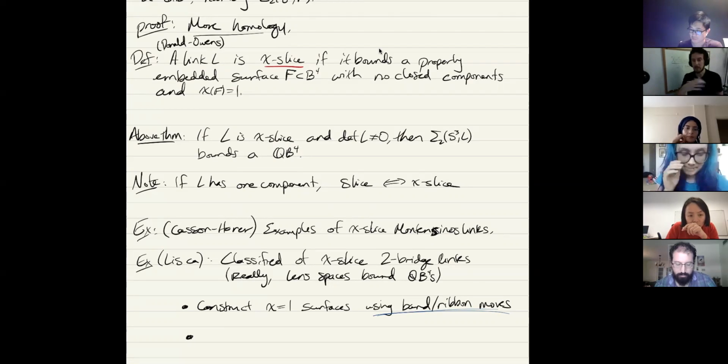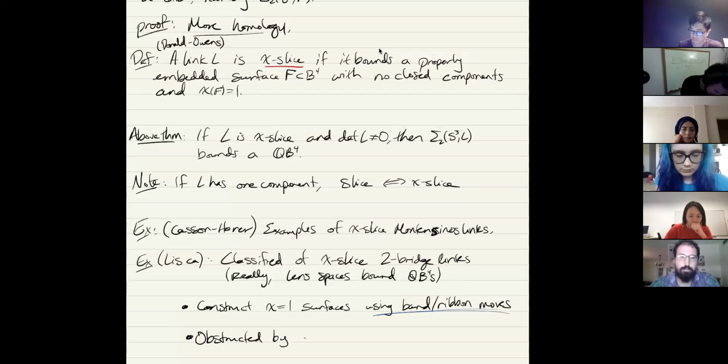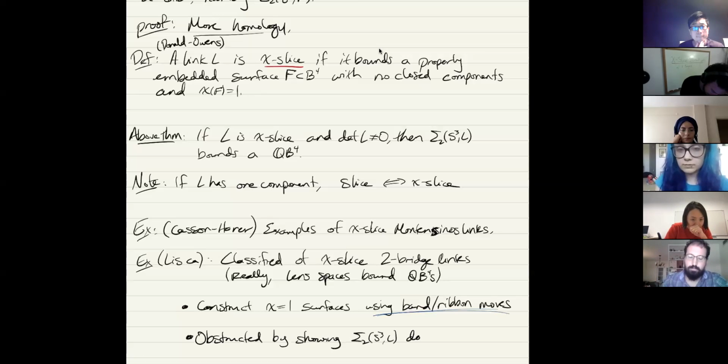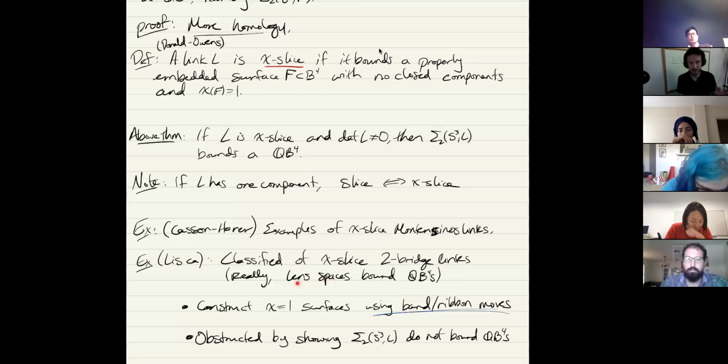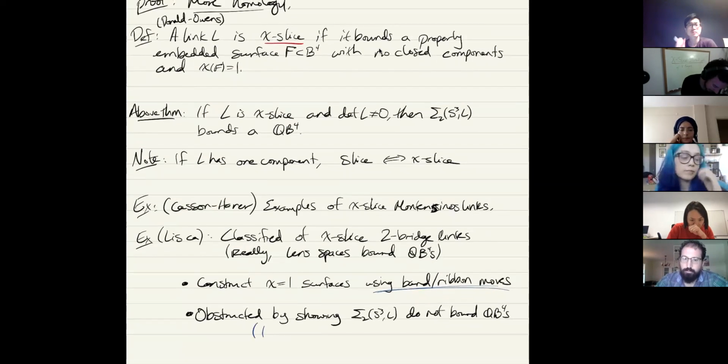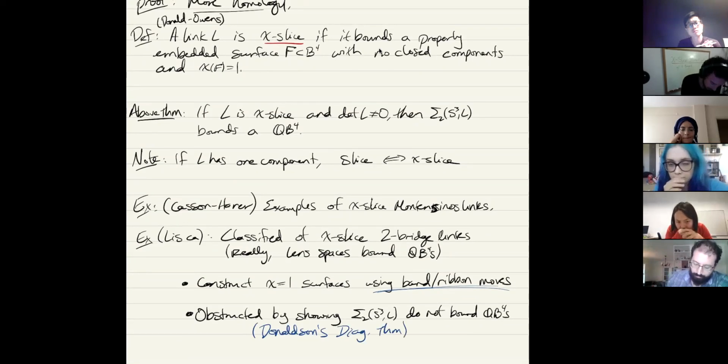So he exhibited all of these moves to show all of the two bridge links that he was proposing were actually chi-slice. And then to obstruct the rest from being chi-slice, he showed that the double branch covers over all the other links do not bound rational balls. And again, he's really looking at lens spaces that bound rational balls. And this obstruction, this is where the bulk of the technical work comes in. This applies Donaldson's diagonalization theorem and the existence of lattice embeddings and things like that.